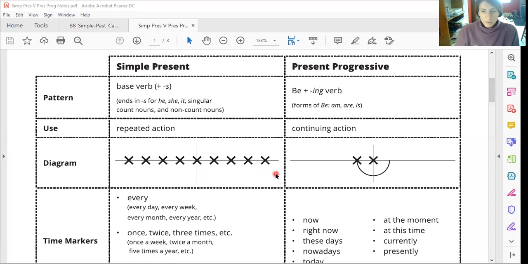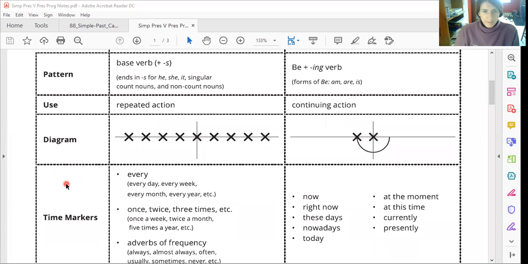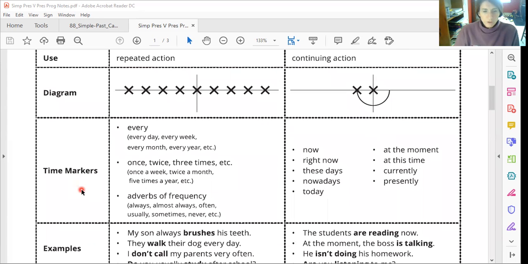These diagrams can be very useful to help you understand how the verbs work. Now, present tense verbs use time markers. So every day, every week, every month, every year, etc. Or we can use once, twice, 3 times, once a week, twice a month, 5 times a year, etc. That tells us how often. We can also use those adverbs of frequency that we've talked about before, like always, almost always, often, usually, sometimes, never, okay?